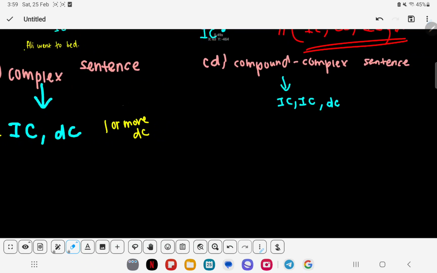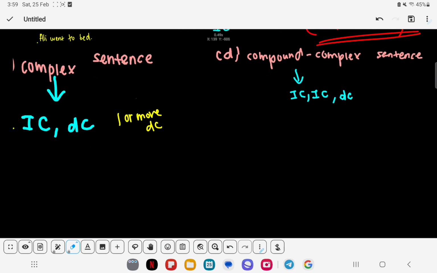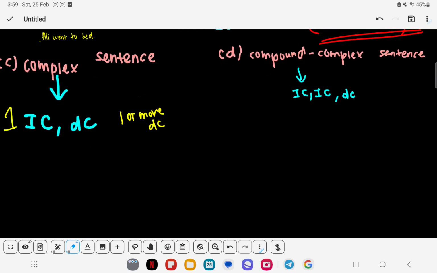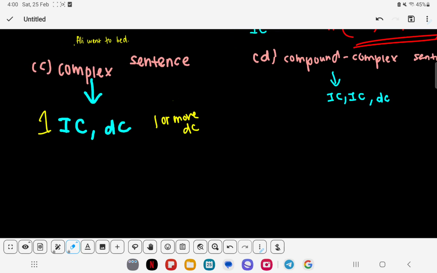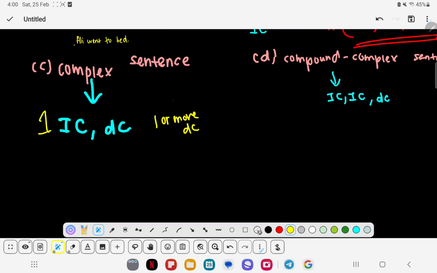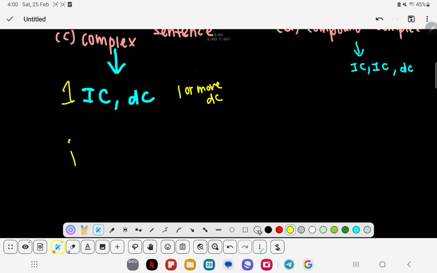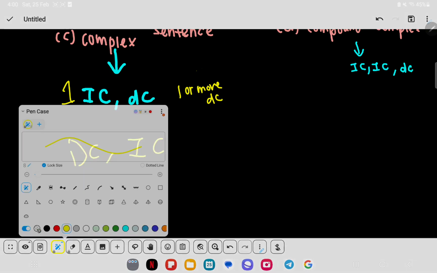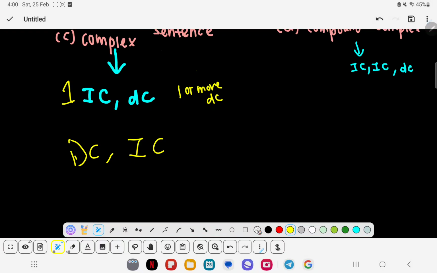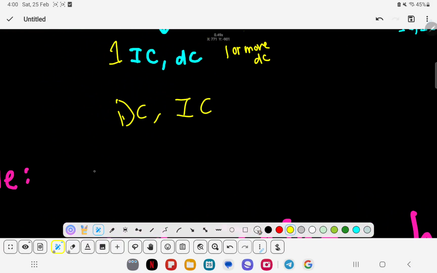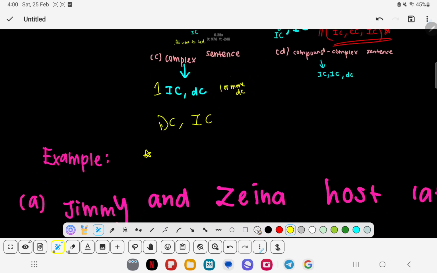Alright, so for an example of the complex sentence here, you need to remember what I have explained. So it's normally like this. When I do this, it's complex, right? Okay. Or you need to know that it needs to have the DC, IC. This is another thing you need to know. Okay, DC, IC. For example, it's actually like this.